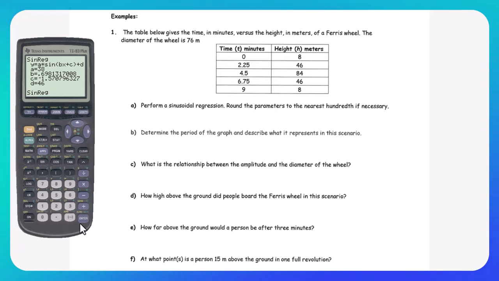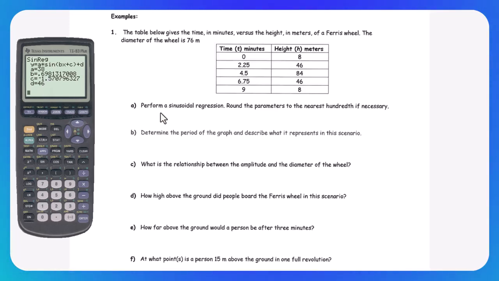Now that we have that here, we can hit enter to find the sinusoidal regression, or we can do everything in one step and hit VARS, Y-VARS, 1 for function, and put that there. If we do it this way, it will automatically put this into our Y equals button for us in one step. We can do it that way, or we can do it the other way, and I'll show you that the next round. Now we hit enter, and now we have our variables A, B, C, and D. Notice A and D are whole numbers, so we're not going to round those. We're just going to round B and C.